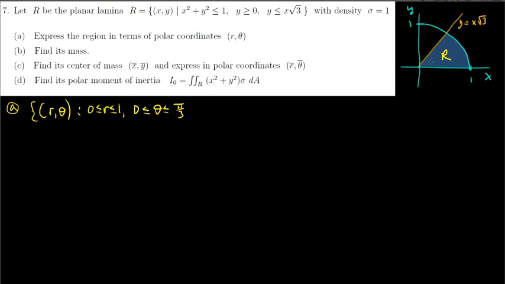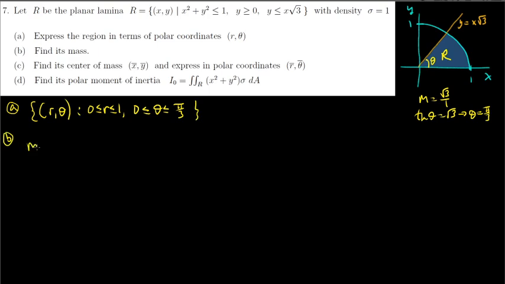Right, so how did I know that this angle here is pi over 3? Well, the slope, right, is square root of 3. So that's the tangent of theta. What angle has a tangent of square root of 3? So the arctangent of square root of 3 is pi over 3, 60 degrees. All right, so that's part A.